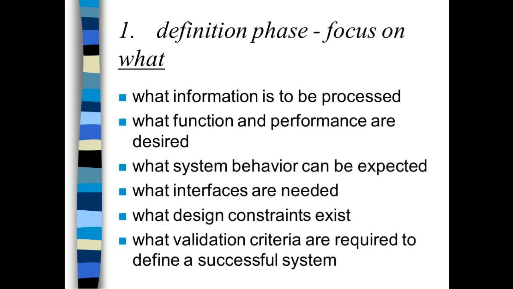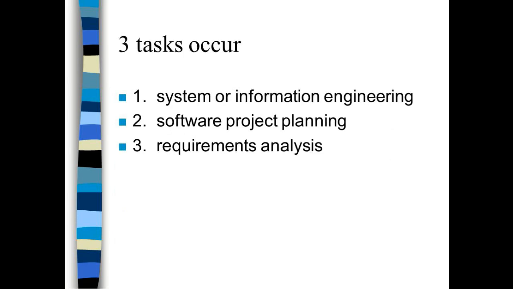In the definition phase, we need to focus on what information needs to be processed, what function and performance are desired, what system behavior can be expected, and what interfaces are needed. Basically, we need to gather all the information regarding the software to be developed in this step. And we have to analyze whether this is feasible or not. The three tasks in this phase are system or information engineering, software project planning, and requirement analysis.